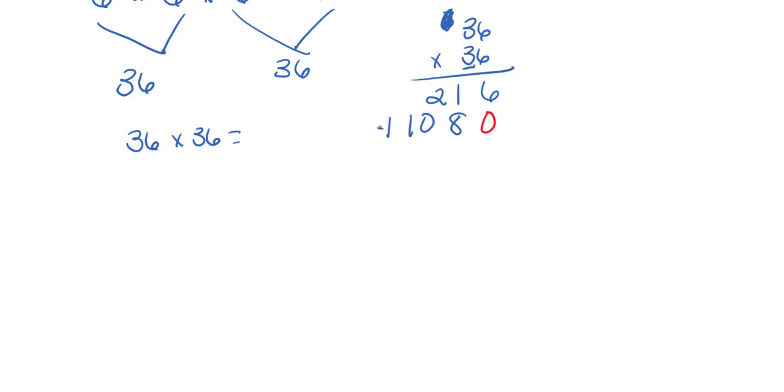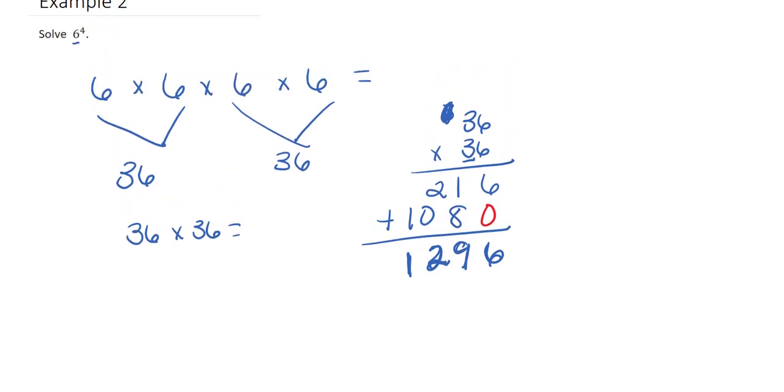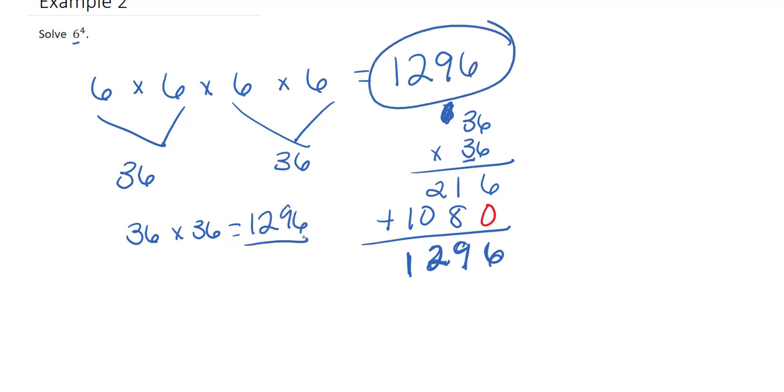Now we can go ahead and add. So 6 plus 0 is 6. 1 plus 8 is 9. 2 plus 0 is 2. And then 1. So what's our product to this whole thing? 1,296. So that's what that is equal to, and that's our answer. Now let's do one more example.